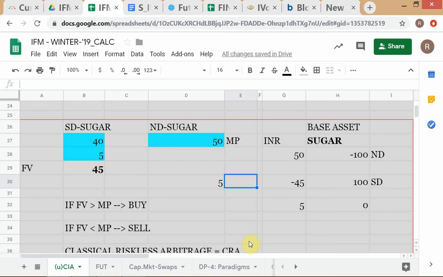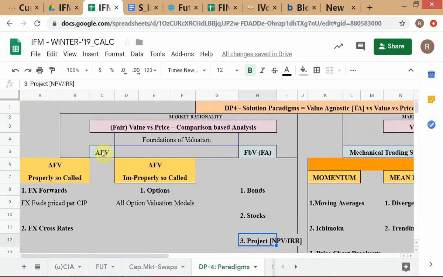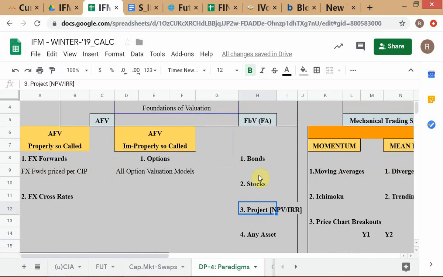And why I have made this distinction here. Now you understand why I have made the distinction, that AFV approaches are fundamentally different from the forecast based valuation approaches, because when you're in this box, you don't think about synthetic equivalence. That is a fundamental difference. And of course, when you have true AFV, it's completely objective, because as long as you can actually execute the arbitrage and lock in the profit, this is guaranteed to make the price converge to the fair value.